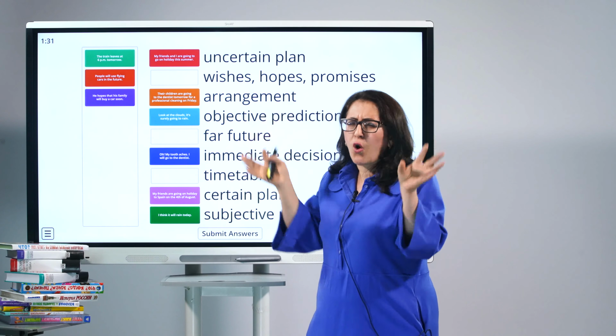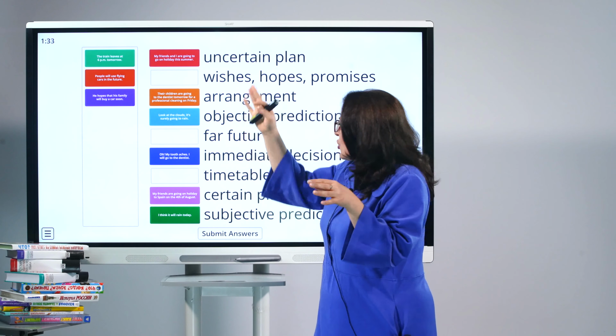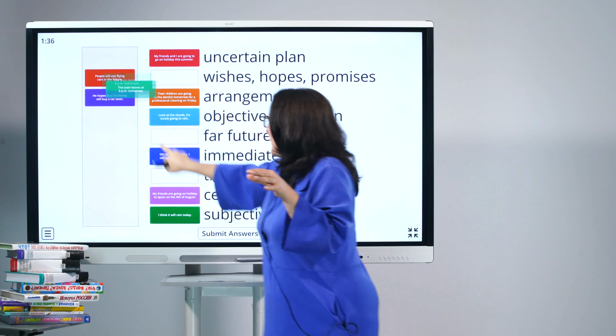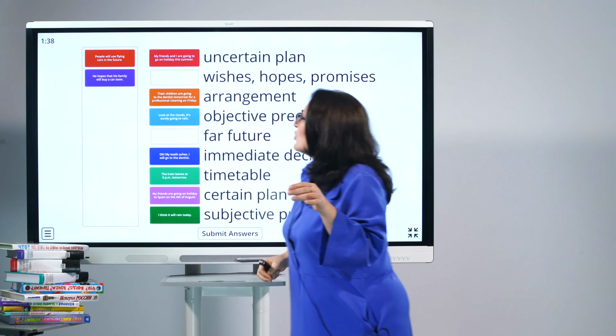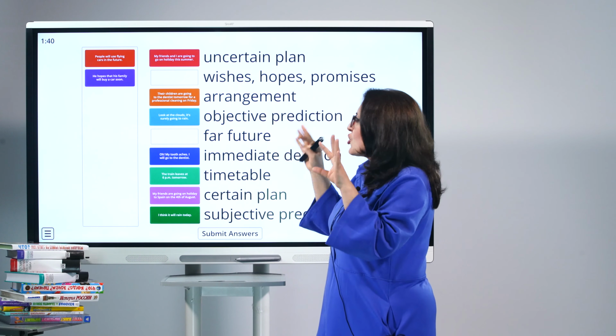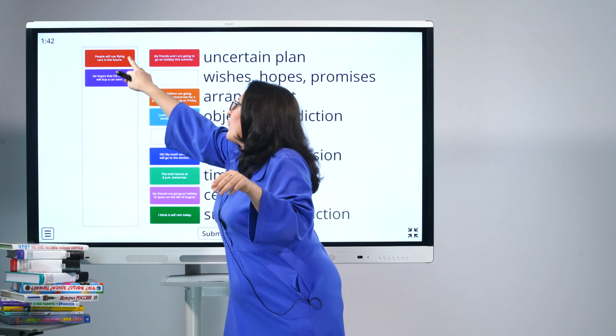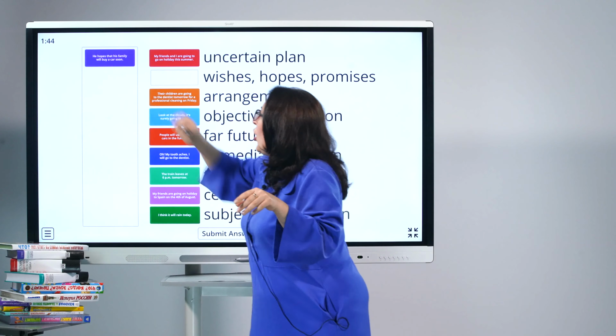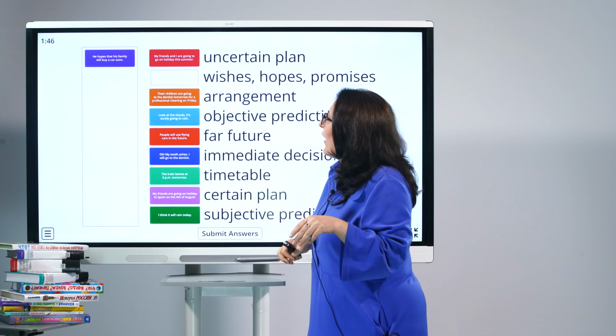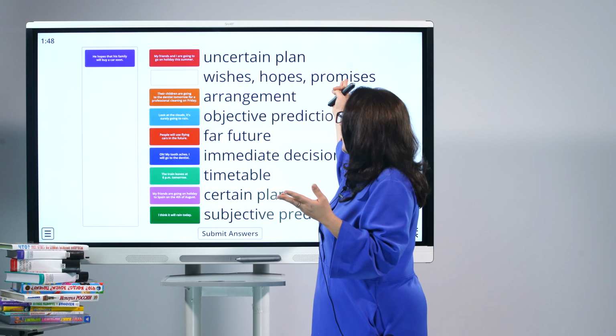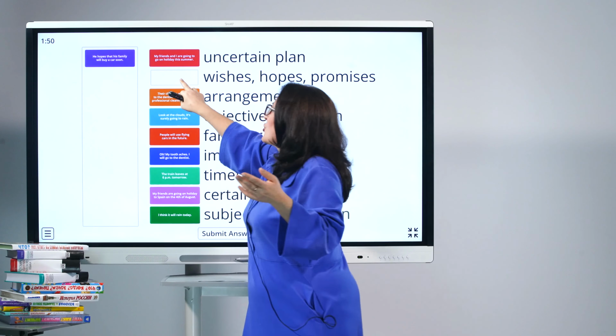The train leaves at 6 p.m. tomorrow. Do you remember that photo with the Hogwarts train? So it's about timetable. Look. And people will use flying cars in the future. This is all about far future prediction. He hopes that his family will buy a car soon. Hopes, promises, wishes. That's where it should be.